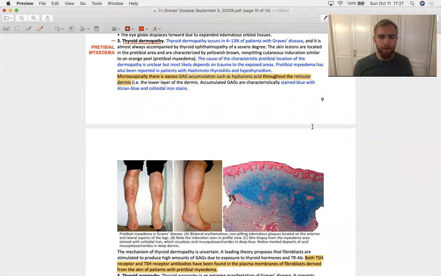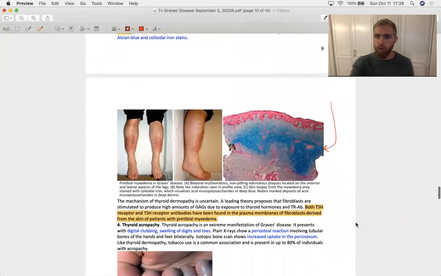Thyroid dermopathy has the exact same mechanism as thyroid ophthalmopathy. It's stimulation of that TSH receptor that gets fibroblasts producing glycosaminoglycans, which pool up inside the dermis and just attract water. And so skin swells, and we call that myxedema. And if you don't see it in the face, a common peripheral location is pretibially, so on the front of the legs.